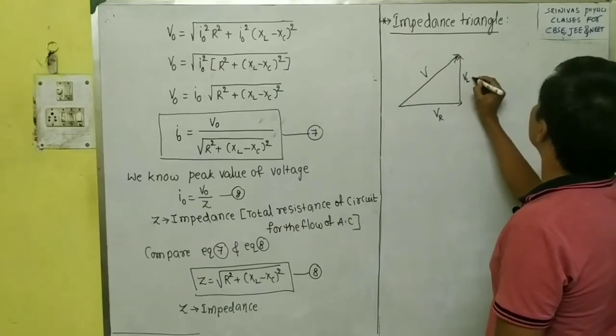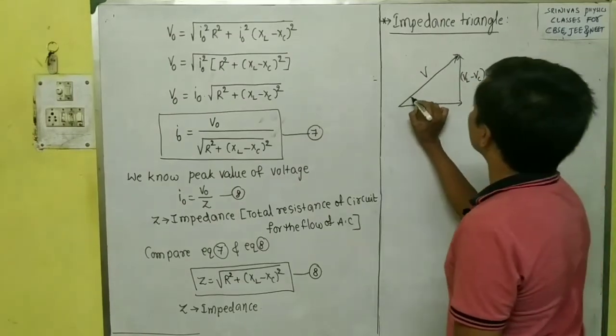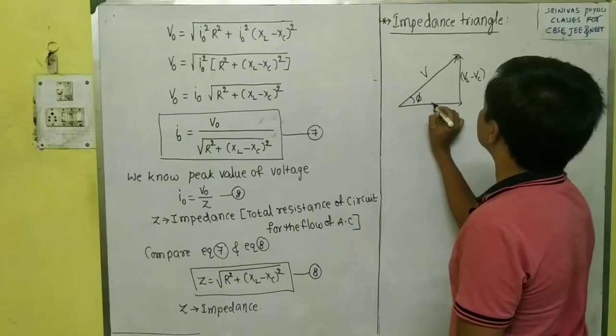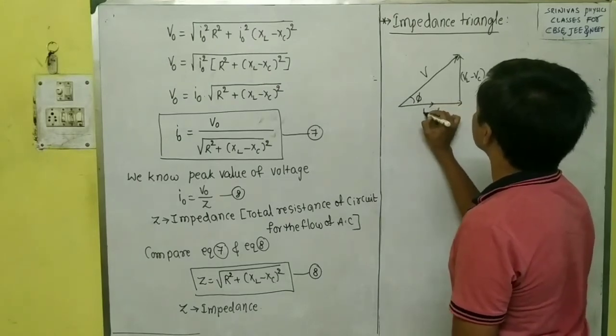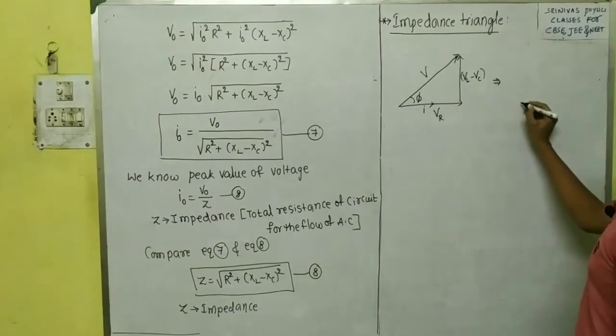This is VL minus VC. And here, this angle between the net voltage and current is the phase difference. This equation we draw like this diagram.